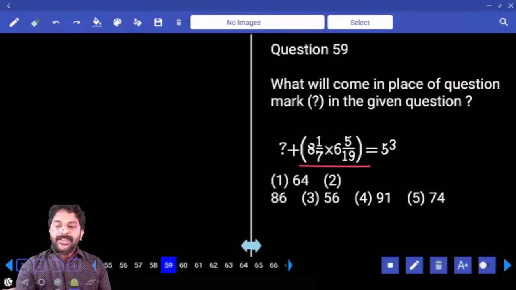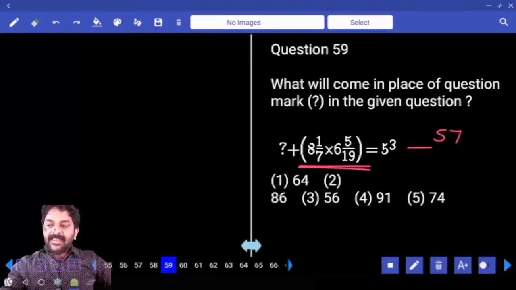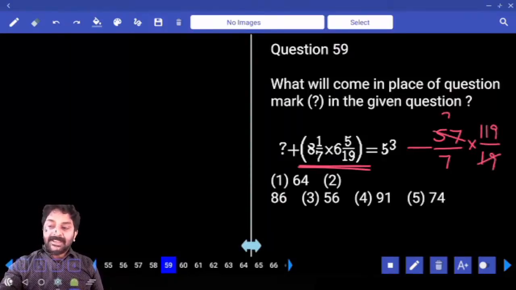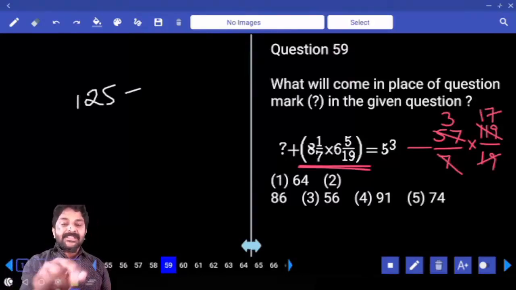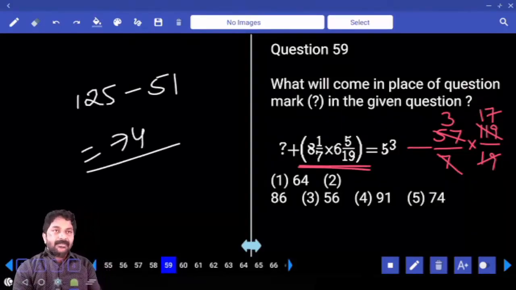Come on. We need to simplify this and take it to right hand side, correct? Right. 8 1 by 7. 57 by 7 into 6 5 by 19. 6 19 times. 1 1 4 plus 5. 1 1 9 by 19. 19 3 times. 7 17 times, correct? 5 cube 125 minus 17 3 times 51. Answer must end with 74.